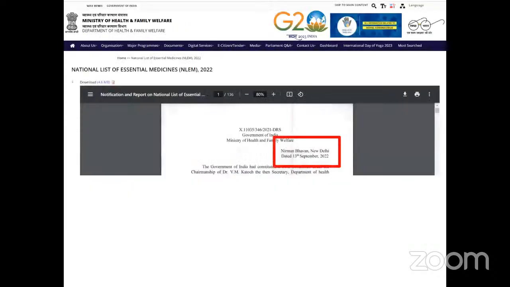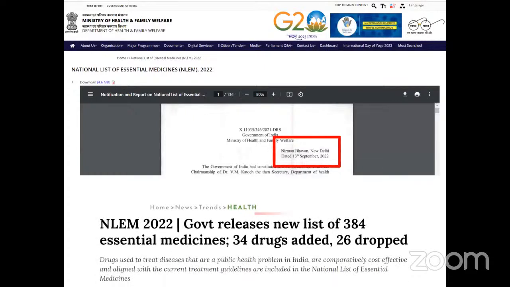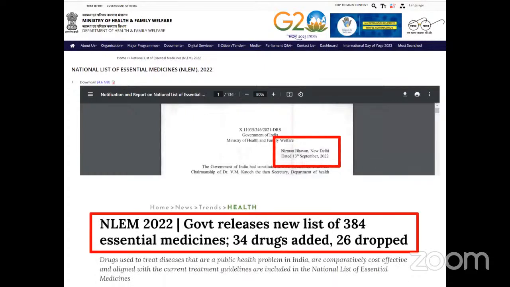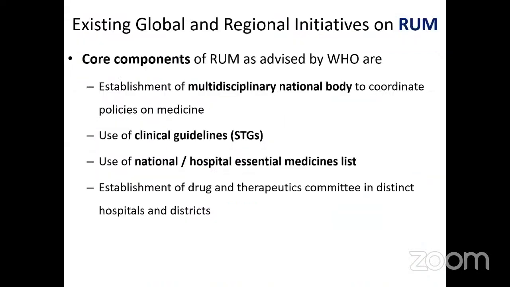The Indian government also has published recently, and out of this there are some drugs that have been added and some drugs that have been dropped. So if the prescription is governed by the essential drug list drugs, the chances of rationality become more than with an extravagant prescription.